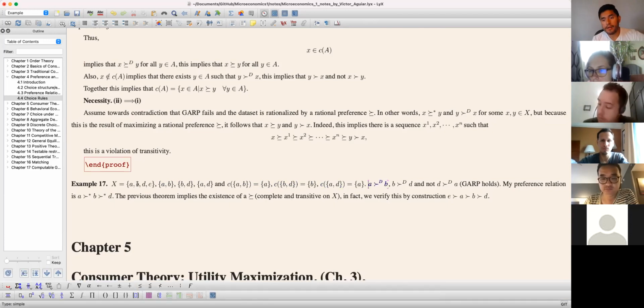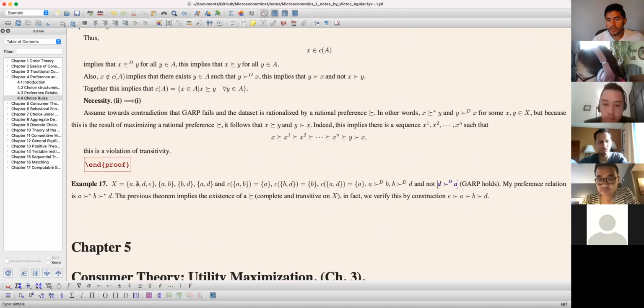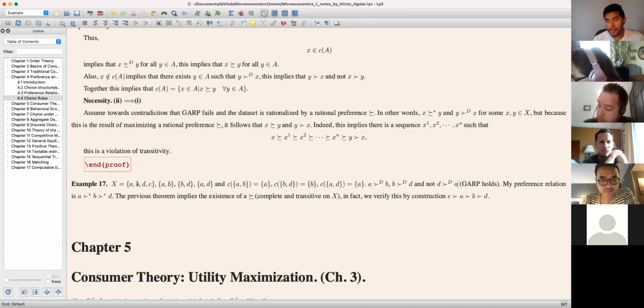Now you check the revealed preference relation. You see that A is directly preferred to B, B is directly preferred to D, and you can also observe that it's not the case that D is directly preferred to A. So that means that GARP holds. Now, my theorem assures you that once you have GARP, then your choice correspondence can be rationalized. So can I generate a preference relation that is rational, complete, and transitive, such that it generates the data pattern I observe here?